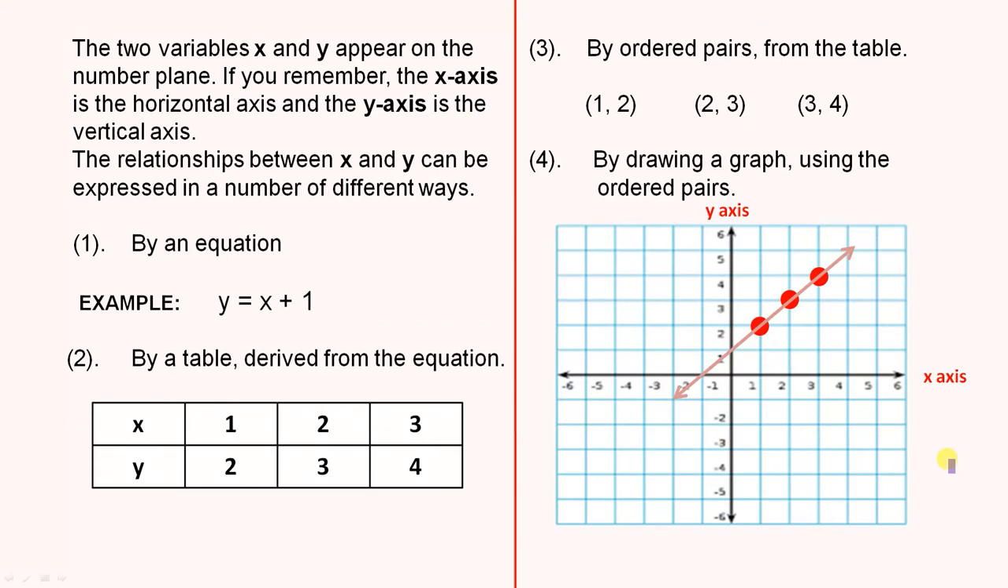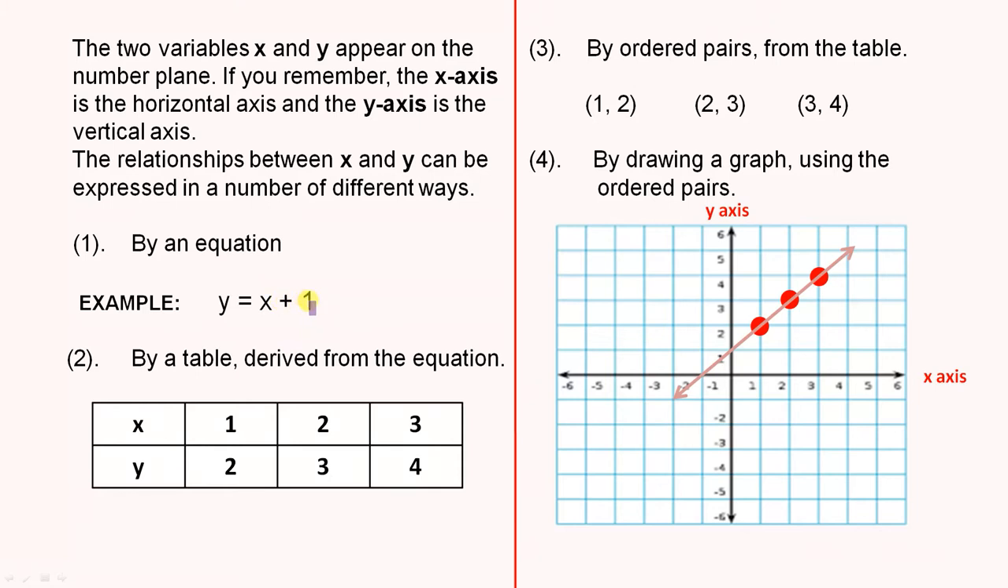The relationships between x and y can be expressed in a number of different ways. And here are the different ways. Number one, by an equation. For example, here's a simple equation, y equals x plus 1. This is a relationship between x and y. And here's an equal sign, and that's why we call it an equation. So the value of y will be whatever the value of x is plus 1.